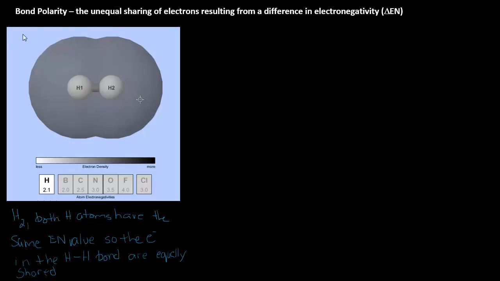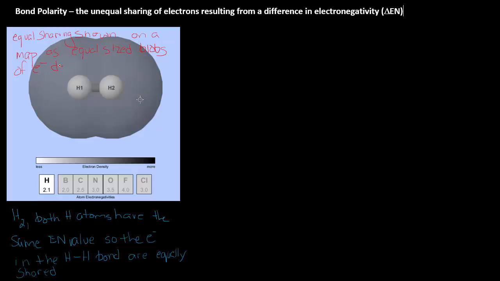So you can see, and again, it's cartoon-like, but the blob drawn around the two hydrogen atoms is of the same size, it's of the same shape, it's perfectly symmetrical. So what this amounts to is equal sharing of electrons between the two atoms. We would call this a non-polar bond.